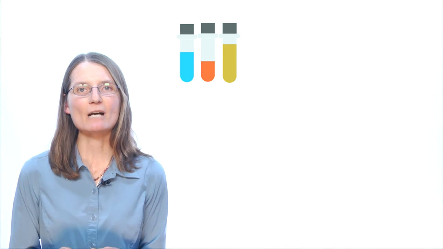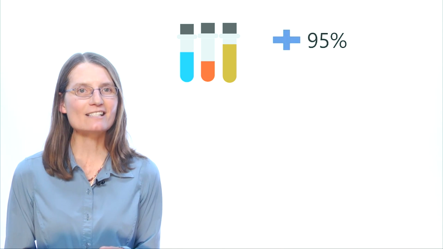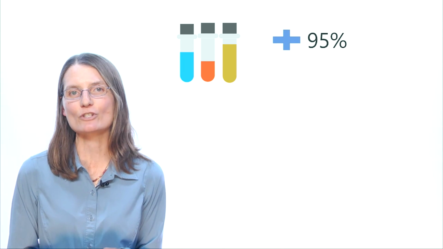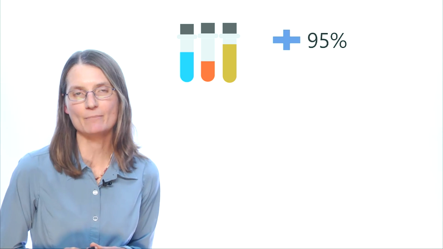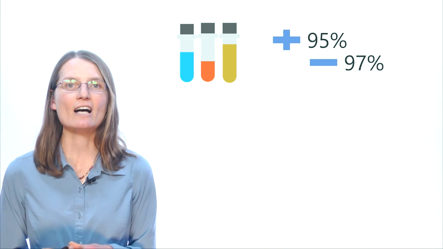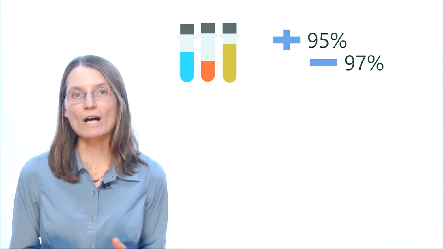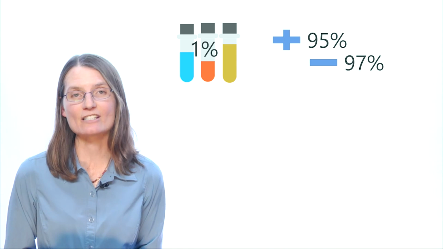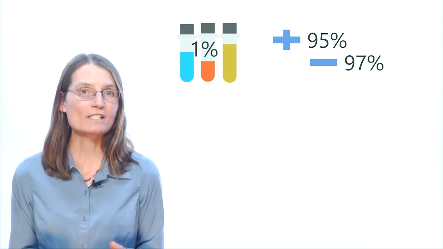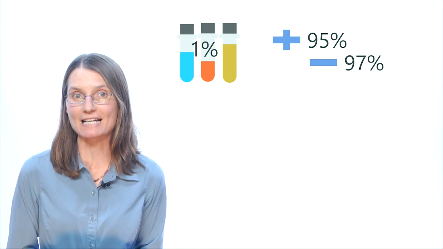Imagine that a particular medical test is 95% accurate. If someone has the disease, the test will report a positive result 95% of the time. Further, if someone doesn't have the disease, they will receive a negative result 97% of the time. Only 1% of the population has this particular disease. What is the probability that a particular person chosen at random will test positive?